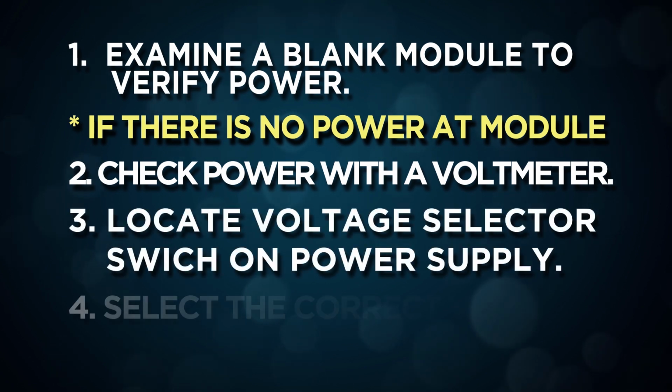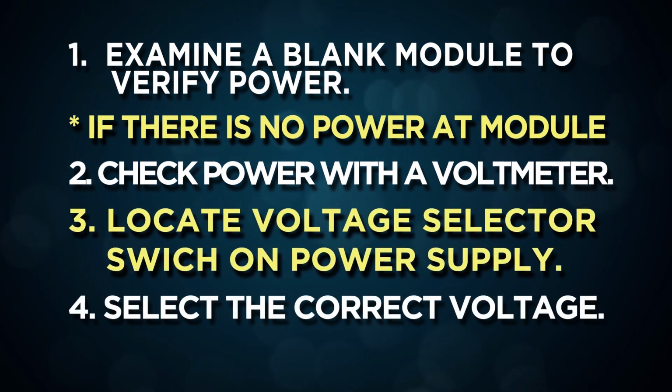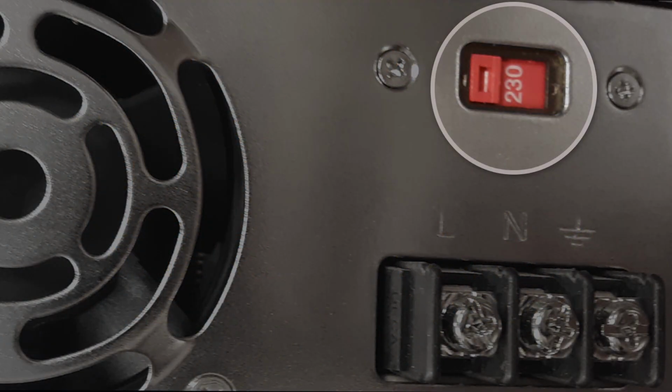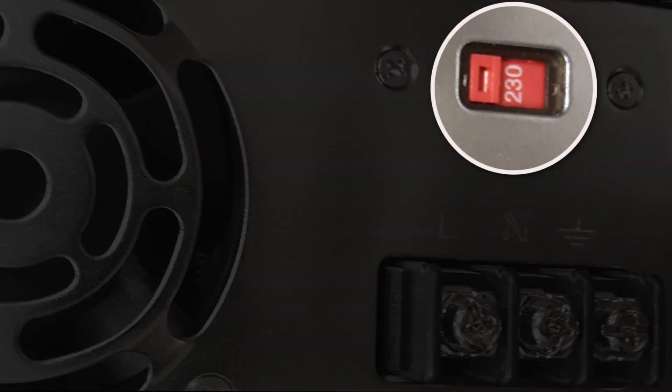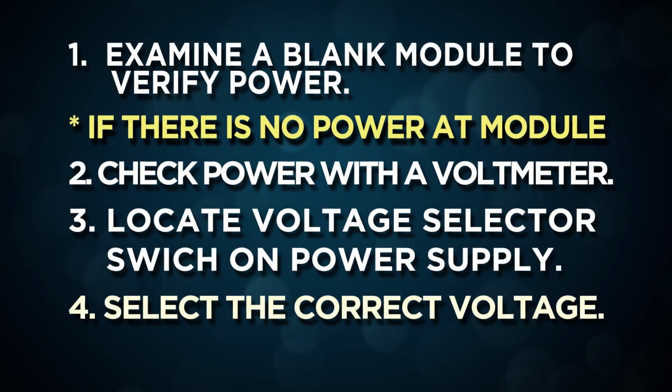Trace the power back to the power supply and find the red voltage selector switch. Verify that it is set correctly. If it is not, switch to the correct voltage.